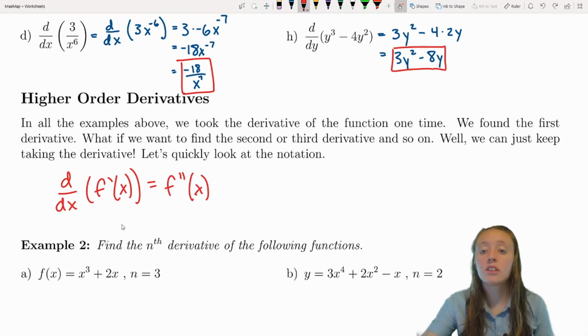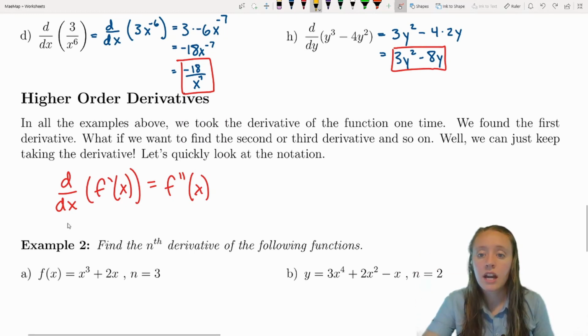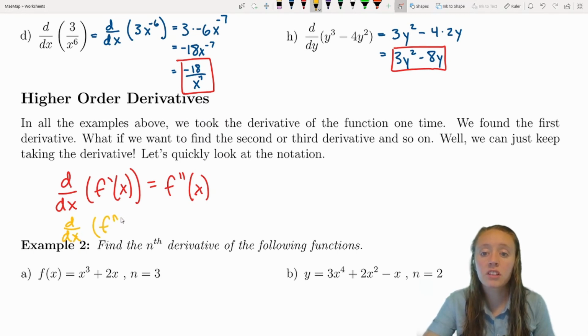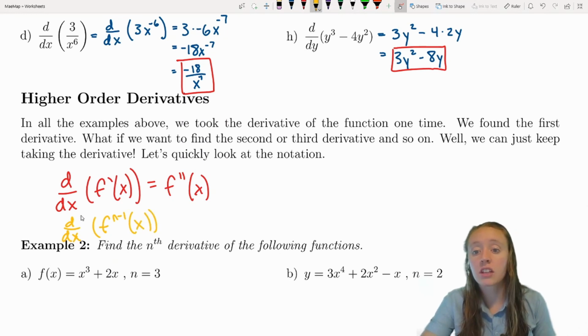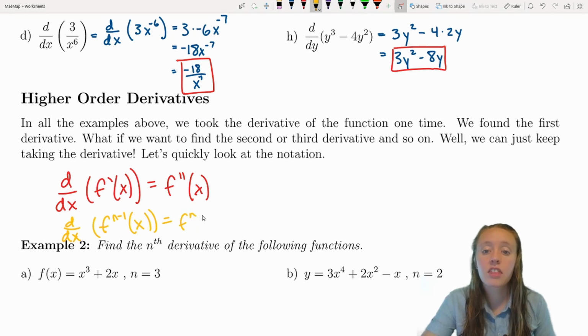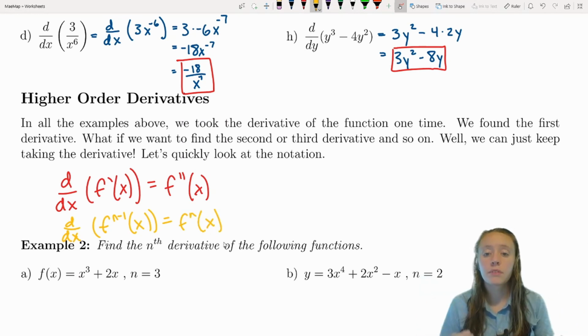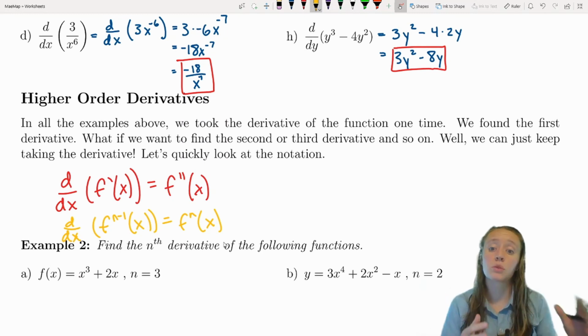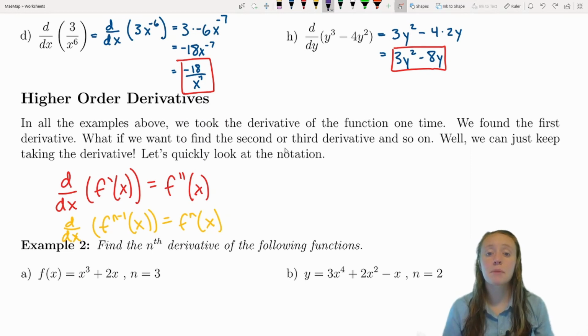So let's say we continued on, and now we're taking the derivative with respect to x of f, and we took the derivative n minus 1 times already, and we're taking the derivative one more time. We would write that as the nth derivative of f. So really, you can continue on just as long as that n represents those whole numbers, taking the derivative so many times.